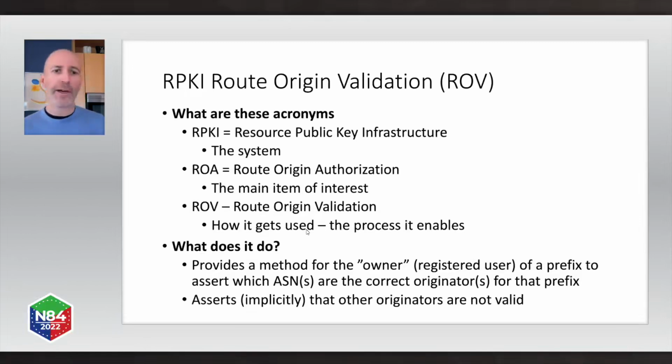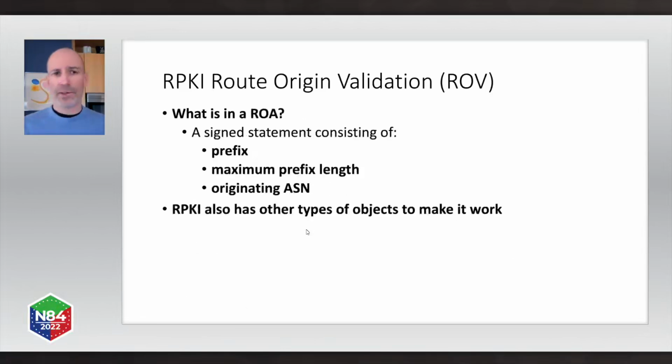What does it do? It provides a method for the owner, let's really call them the registered user of a prefix, to assert which ASN or ASNs are the correct originators for that prefix. And then implicitly, that means that other originators are not valid. What is inside a ROA? It's a signed statement consisting of an IP prefix, which could be IPv4 or IPv6, a maximum prefix length that we'd expect to see for that prefix, and the originating ASN that we're expecting. RPKI also has some other objects to make it work, certificates, manifests, and certificate revocation lists, but we won't get too into those.